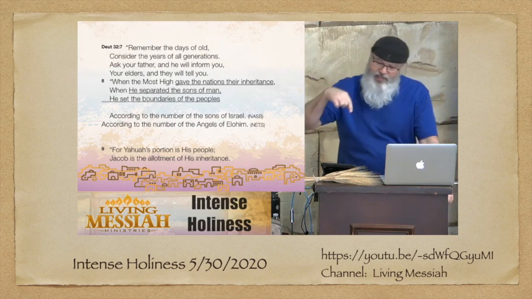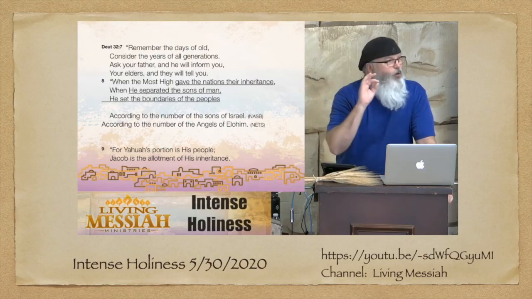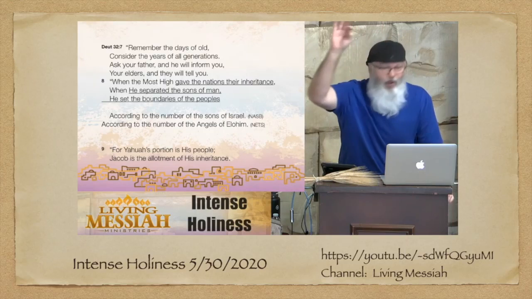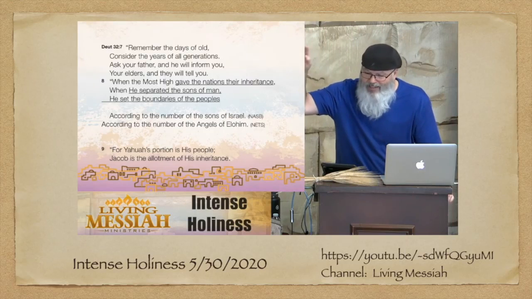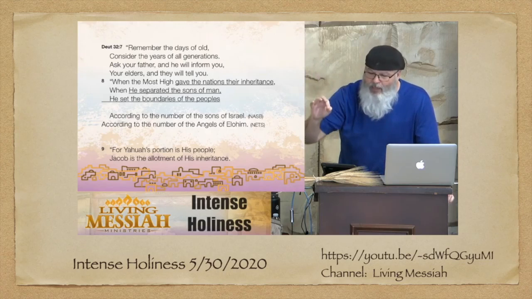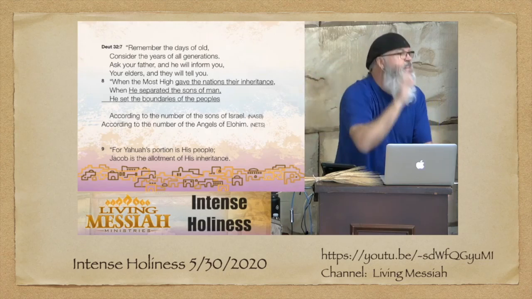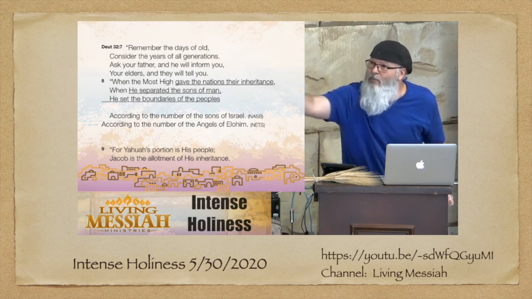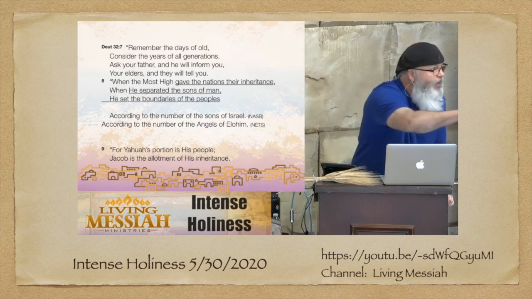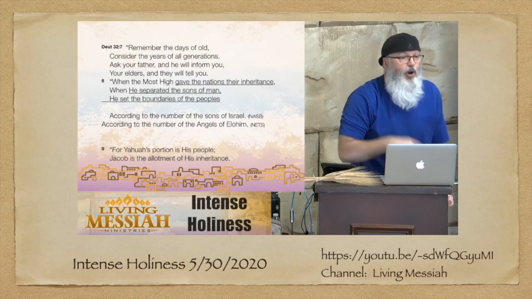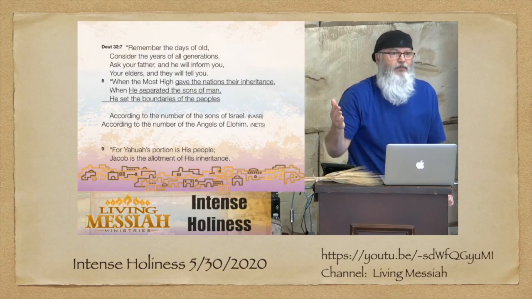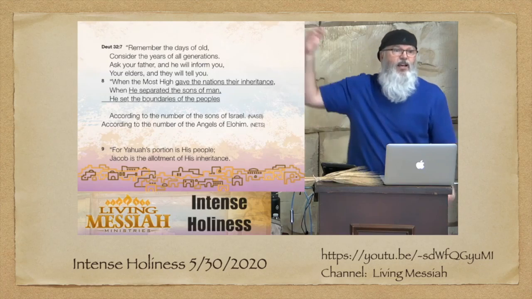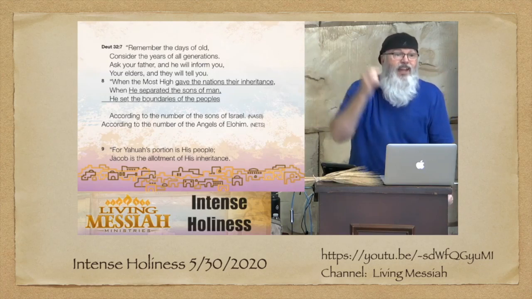And here we go to the last verse. For Yahweh's portion, Yod-Heh-Vav-Heh's portion, is his people. Jacob is the allotment of his inheritance. He gave all the angels of Elohim their pieces, but Jacob is his piece. Are you getting that? Jacob, the people of Israel, is God's portion.